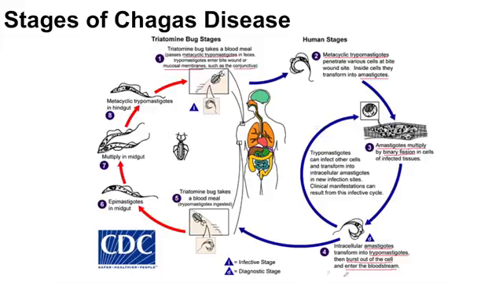Or when these trypomastigotes are within the bloodstream, if that person or that patient comes into contact with another triatomine bug, that bug can take another blood meal and itself become infected with the trypomastigotes. Once that triatomine bug actually ingests those trypomastigotes, epimastigotes are formed within the midgut. So the trypomastigotes become epimastigotes within the midgut of the triatomine bug.